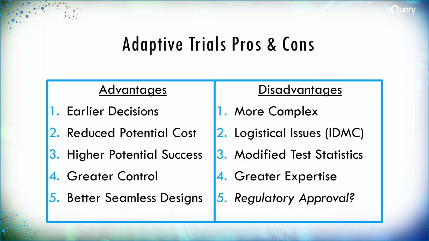And so I think adaptive trials have a really strong selling point in terms of being able to make earlier decisions, either directly in a group sequential design, or just because the trial can be increased in sample size quicker if you need to, if say, recruitment rates were slower than expected. Obviously, I talked about the reduced potential cost and the higher potential success.